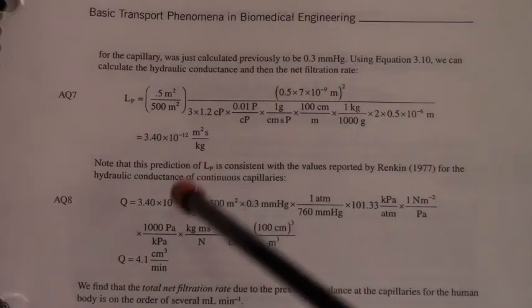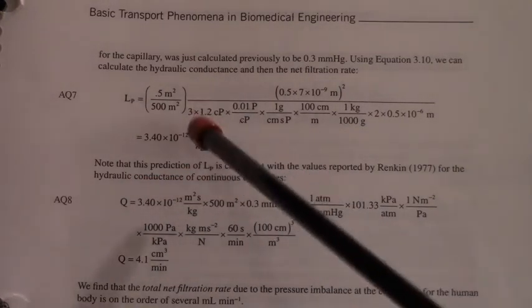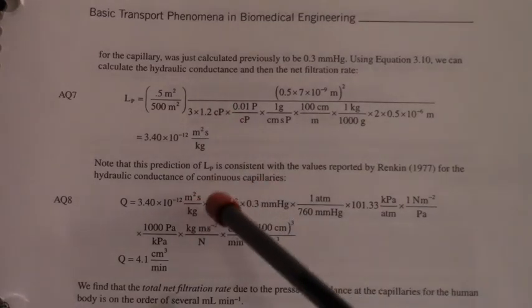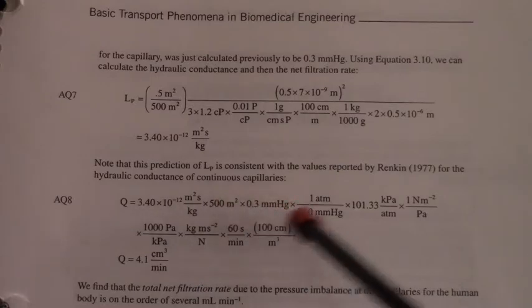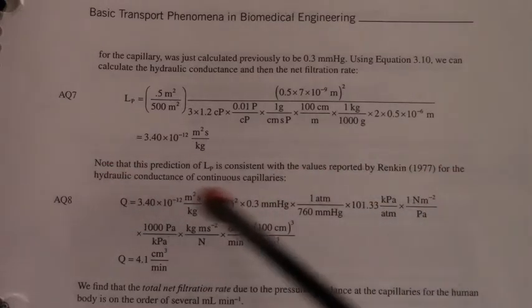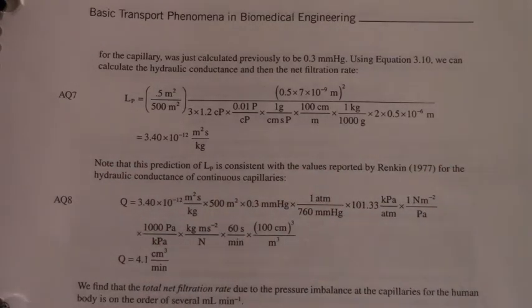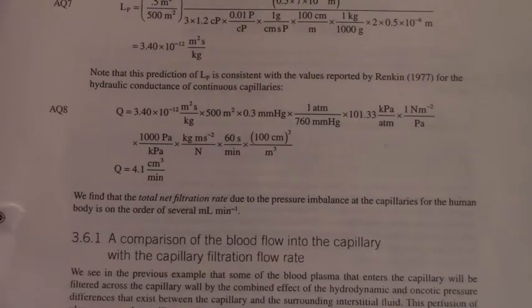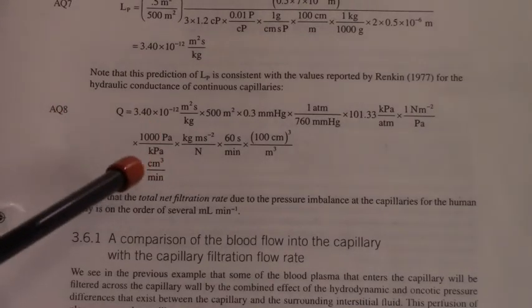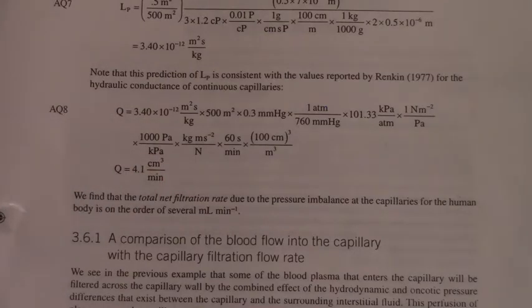Okay, so we go to equation 3.4. We got the Lp value. Here's the surface area, 500 square meters. There's the effective pressure drop, and some unit conversions. We crank it all out, and the net filtration rate across all the capillaries in your body, the net loss of fluid from the circulatory system, is about 4 milliliters per minute. That would be about a quarter of a liter per hour.